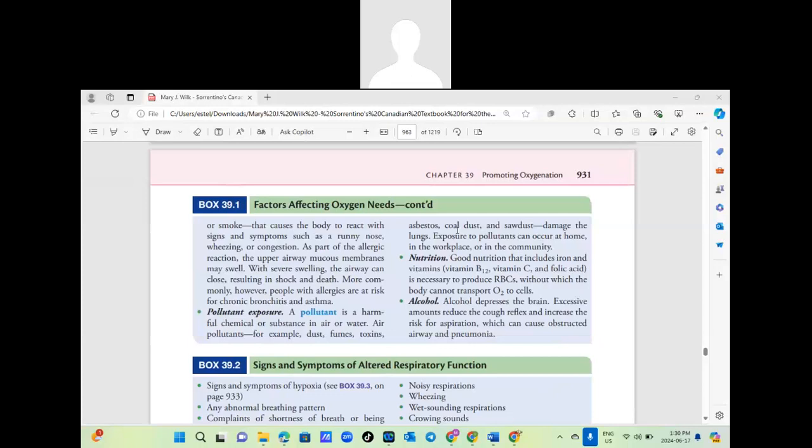Also, affecting oxygen needs is our nutrition. Good nutrition that includes iron and vitamins such as B12, vitamin C, and folic acid is necessary to produce what? Red blood cells, without which the body cannot transport oxygen to the cells. So we have to take good care of our red blood cells, right? So vitamin B12, vitamin C, and folic acid.